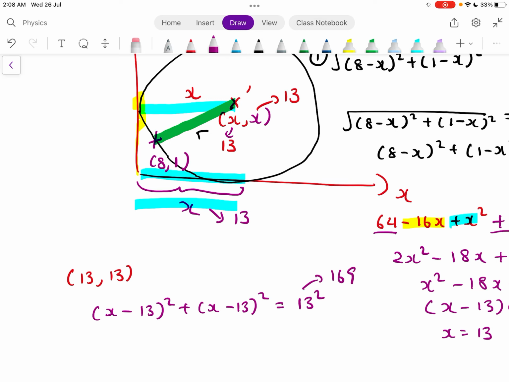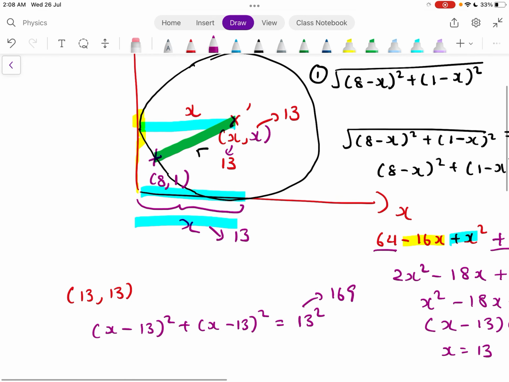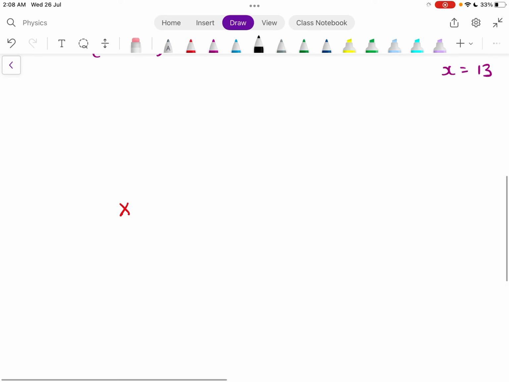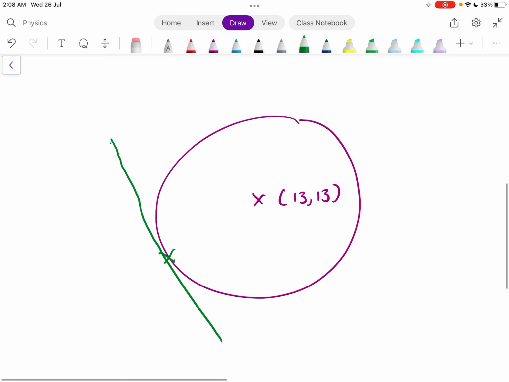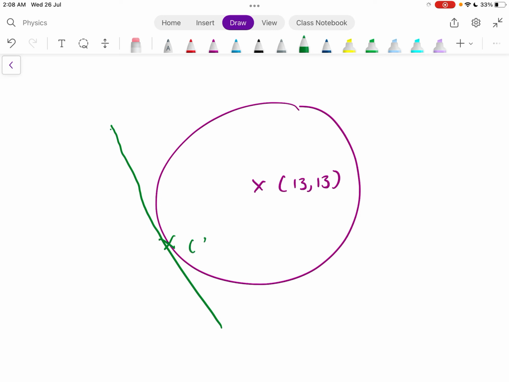Now I move on to the last part, part 3, the equation of T. They say that T is tangent to the circle at 8, -1. Let me just maybe use this. I draw a tangent. Maybe I draw a new circle, it's a bit messy. So I draw a new circle. This is your 13, 13. And then this one is the tangent. Of course, this is 8, 1.